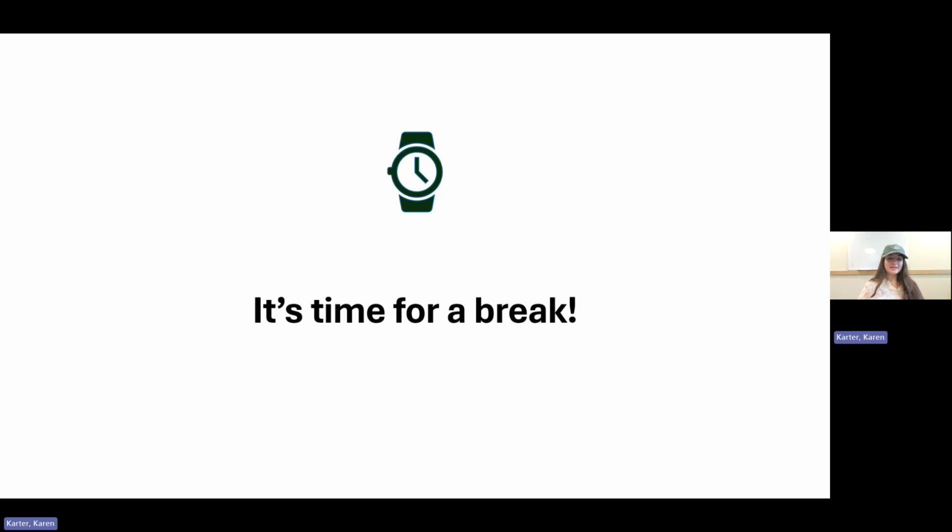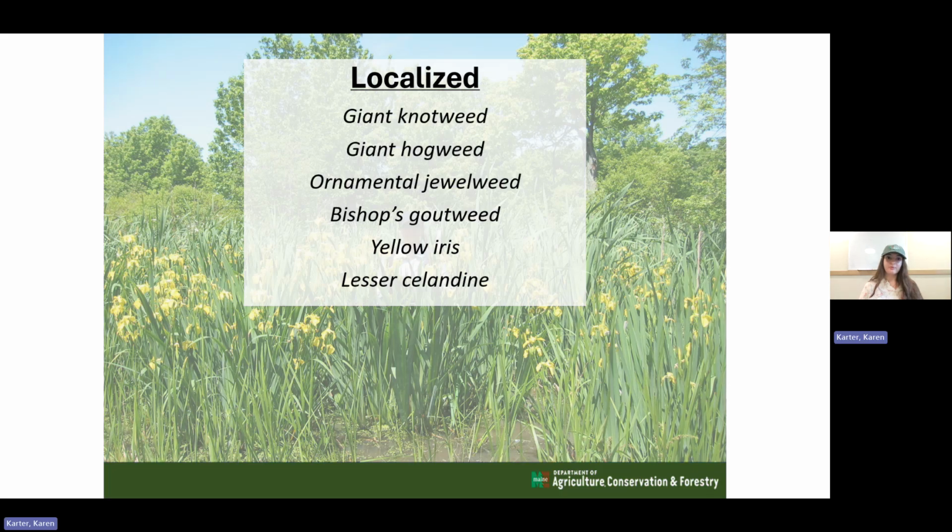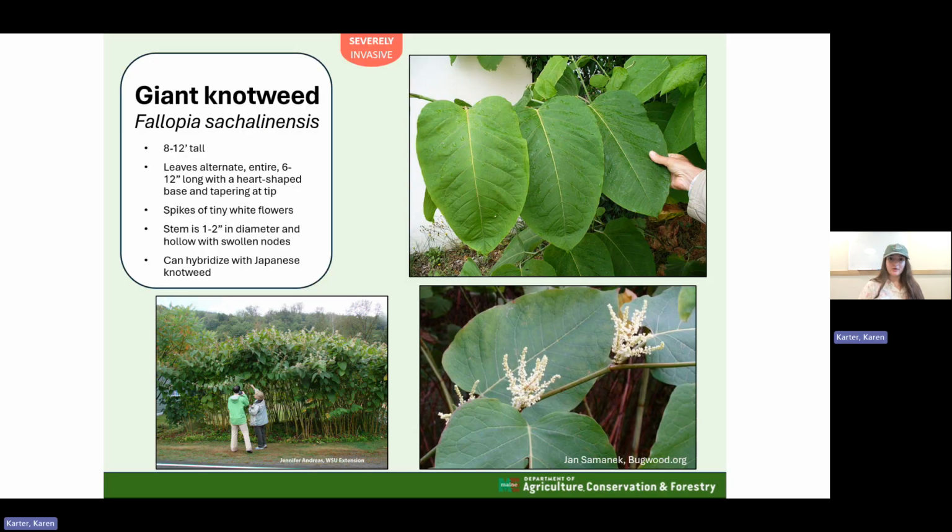Hello again, it's Karen, and now we are on to more localized species, which we'll go over 6 today. Our first one is giant knotweed. It's quite similar to Japanese knotweed, just it's very big. It can grow up to 12 feet tall. This is a perennial that grows in dense stands, and it's very shade intolerant.